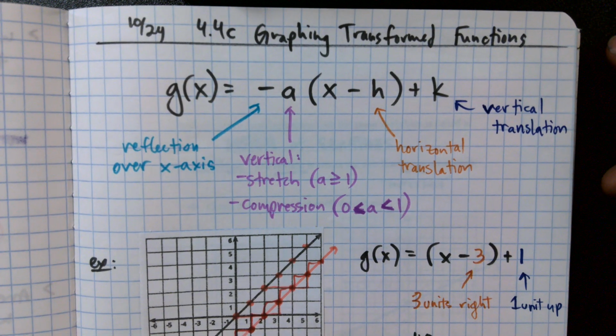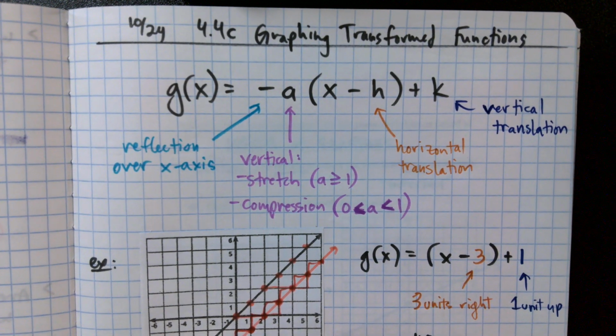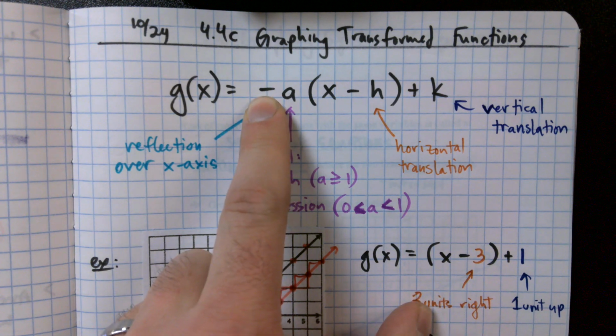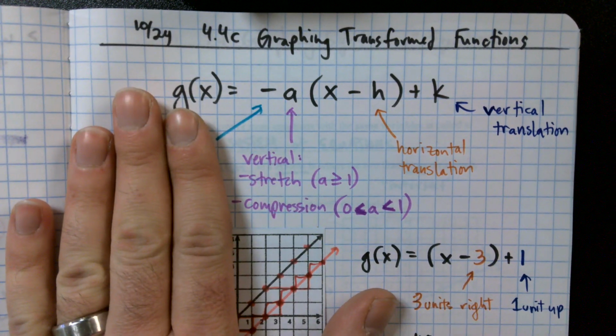So this is when we were graphing transformed linear functions, right? That minus sign in front means I'm doing what? Does anyone remember? Reflecting over the x-axis, okay?